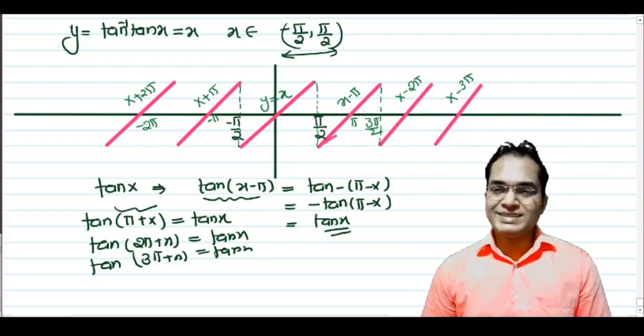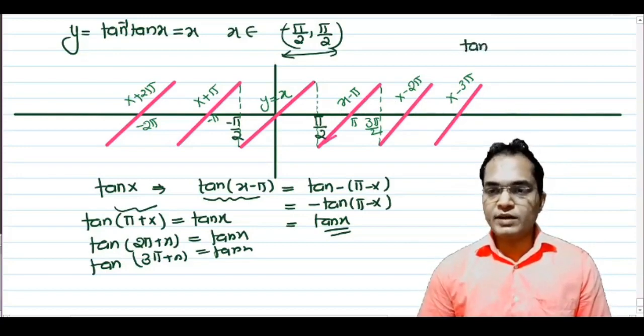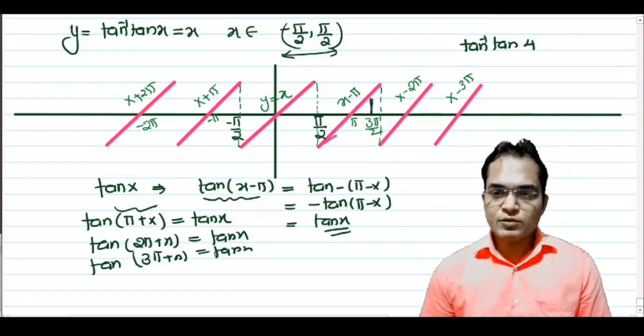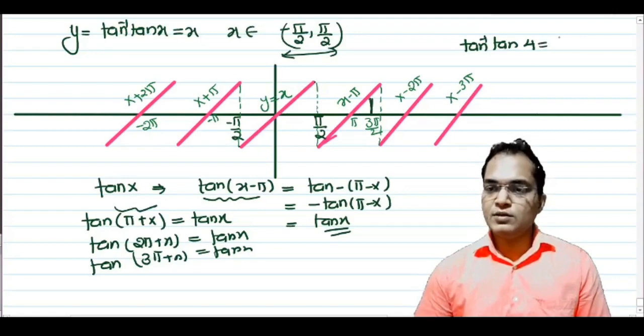Now we can take some examples here. Suppose somebody asks the value of tan inverse tan 4. Where is the 4? 4 is here. So your answer is 4 minus pi.